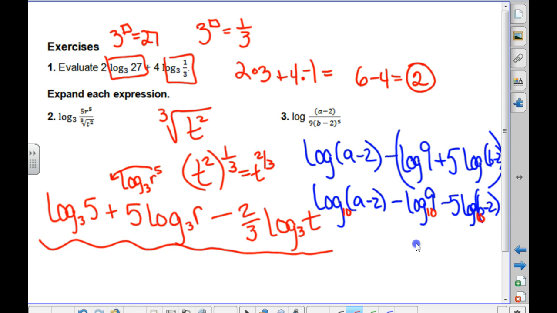Does that say minus 5 log, parentheses? It's supposed to say minus 5 log b minus 2. Okay. Thank you. No problem. I thought I was doing better. It's better than last period. Last period is all over the place, but it's still pretty sloppy.